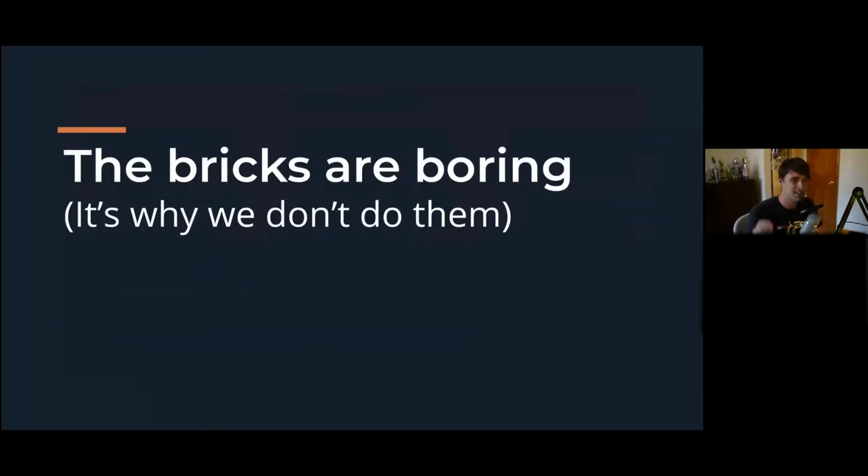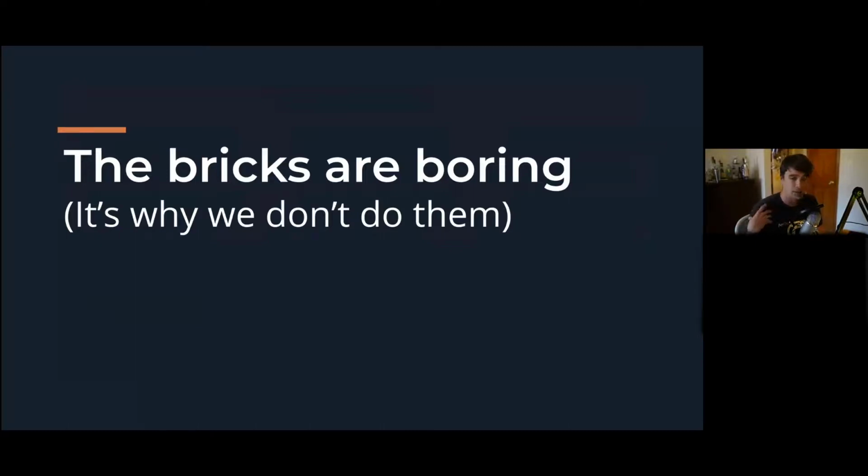Now, the bricks are boring. They're so boring. It's why we don't do them. You don't practice, hey, go practice finding logs, go practice rolling back a deploy, go practice doing this. Like, that's not a thing that we do. It's not something we do in our industry. And that's not really how any other part of high performing works.